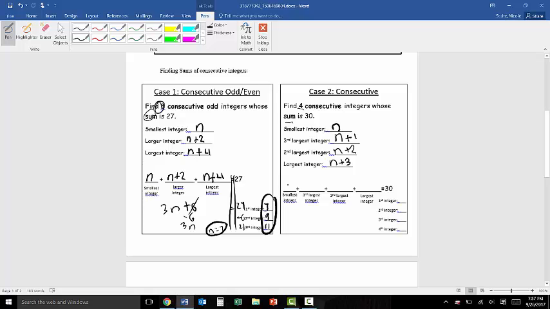So all that's left is to fill in the blanks. So n plus 1, n plus 2, and n plus 3. And then you're just going to solve it like we did in the other problem. So there are 4 n's. 3 and 2 and 1 makes 6. Subtract 6 on both sides.